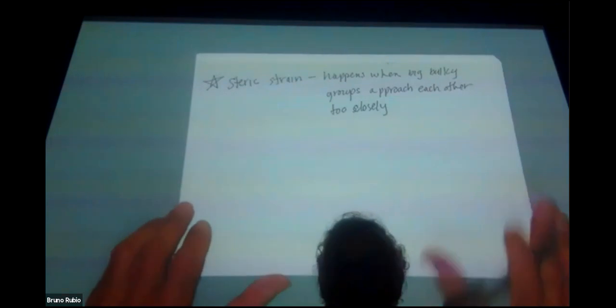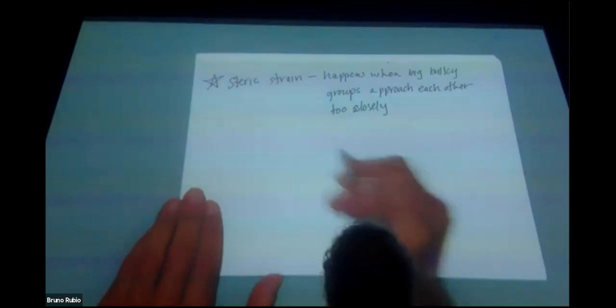And the bigger and bulkier they are, the more strain is going to happen. Now, the origin of steric strain is something that I think maybe you met in Gen Chem, and that is valence shell electron pair repulsion. Remember VSEPR? Well, that's what causes steric strain.